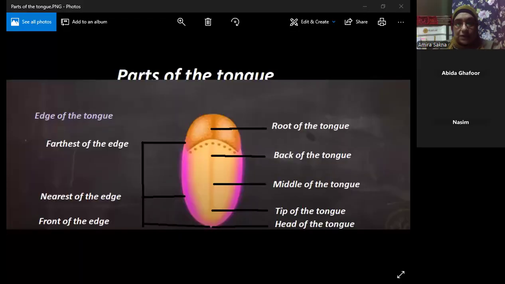Let's share the pictures with you. Well, now you can see.